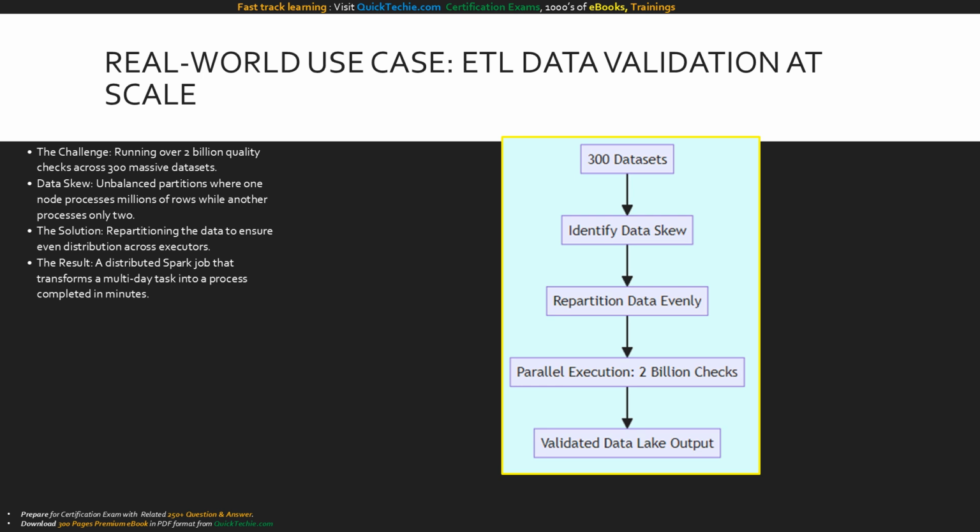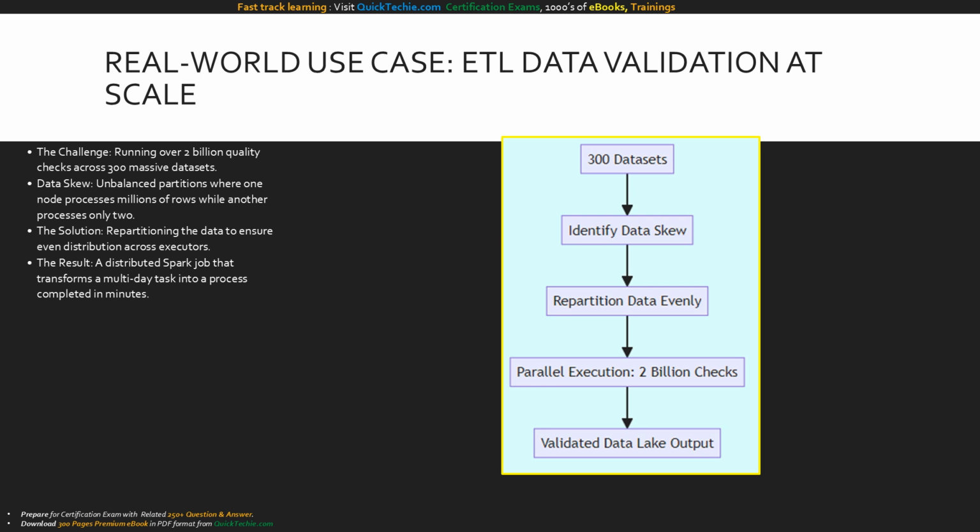In one real case, even the initial Spark job took over 4 hours. By analyzing the distributed query plans and addressing data skew, where one partition has millions of records while another has only 2, the team was able to use the repartition command to balance the load, drastically reducing execution time.